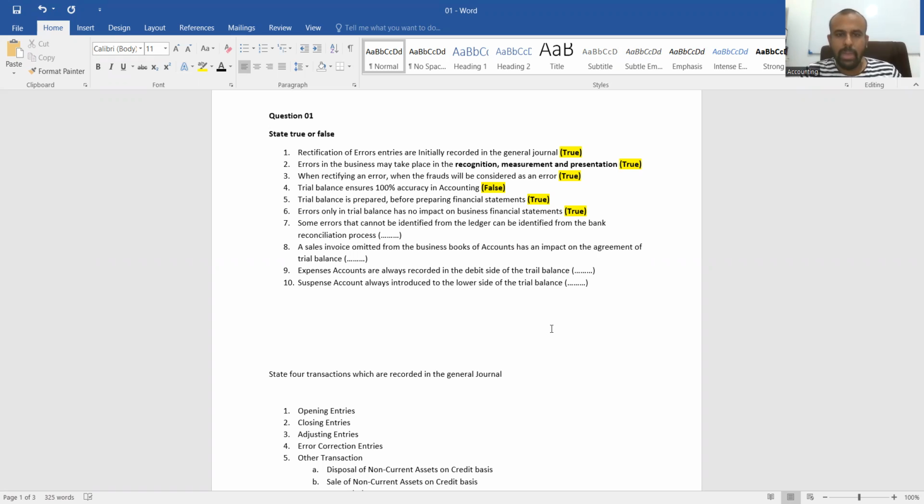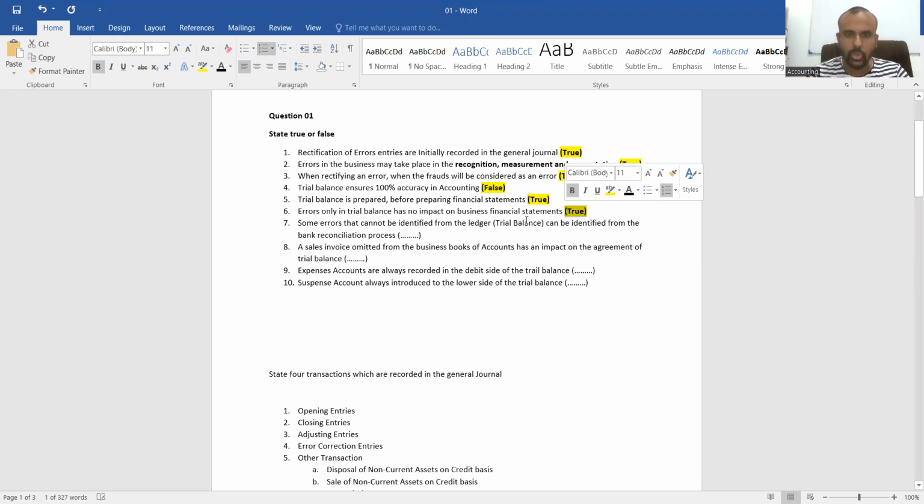Some errors cannot be identified from the ledger, within brackets we can write trial balance, can be identified from the bank reconciliation process. That is what we have discussed so far. Some errors that cannot be identified from the trial balance can be identified from the bank reconciliation statement. True or false? It's true. Okay, write a question.